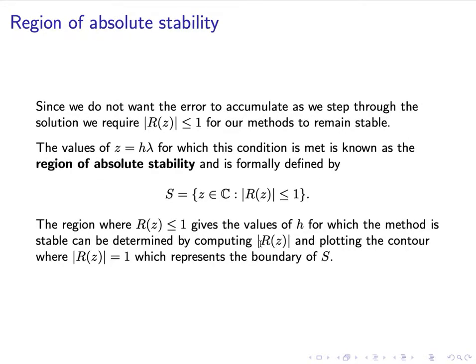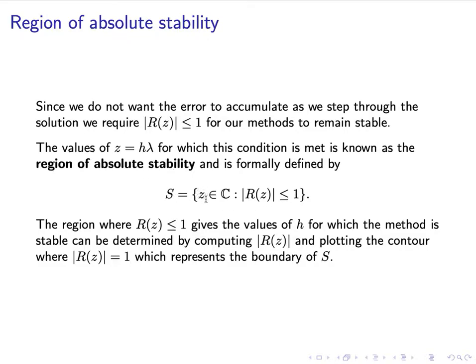So we can examine the stability of a method by looking at what's called the region of absolute stability. Now in its basic form, stability means we do not want our local truncation errors to get bigger or to accumulate as we step through the solution. So our errors always need to be bounded. So this leads to this constraint here: we want the modulus of our stability function to always be less than 1. If that's the case, that means our methods will remain stable. So the values of h lambda for which this condition is met is known as the region of absolute stability, and here we have it formally defined.